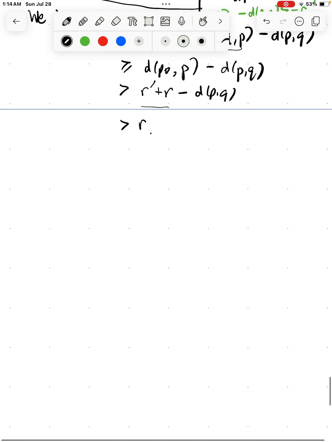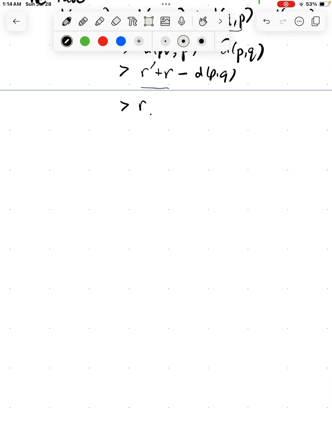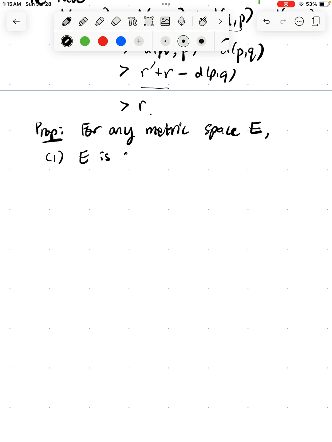Okay, and finally we'll conclude with some statements that are analogous to what we proved before about open sets. So the proposition is that for any metric space E, first of all, E is closed. Well, why is E closed? We want to show that the complement is open. What's the complement of E in E? That's just the empty set, and we know that the empty set is trivially open. So that proves number one.